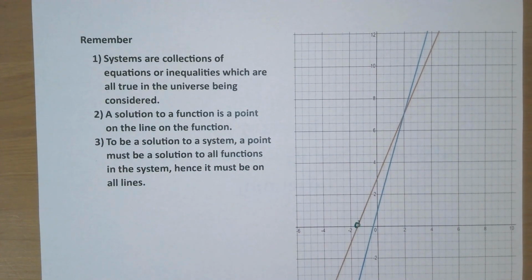Okay, but now, to be a solution to a system, a point must be a solution to all functions in the system. So graphically, that means it must be on all lines. And there's really no other way it could be there. If it's going to be a solution to all functions, and it has to be on all of their lines, then if we're dealing with straight lines here, the only way that could occur is at the point where they intersect, right? They're only going to share that one point in common, straight lines are.